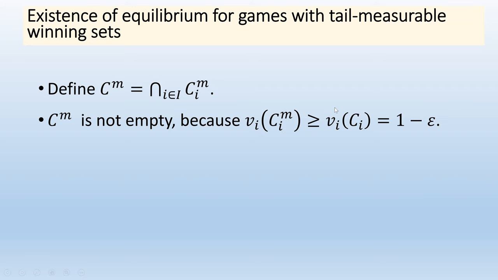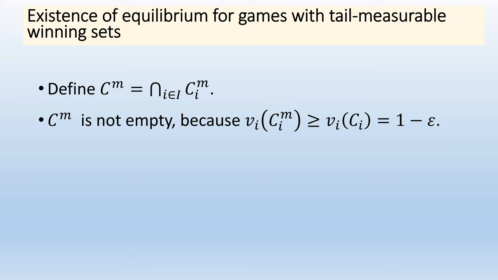CI is more restricted. And we know that the value of CI, the minmax of CI, is 1 minus epsilon. So in the finite game, the one that ends after M periods, when each player just wants to get into CIM, the minmax of each player is at least 1 minus epsilon. And since in equilibrium each player gets at least their minmax value, it means that when all players play their equilibrium strategies in the finite game, each one of them enters their CIM with probability at least 1 minus epsilon.